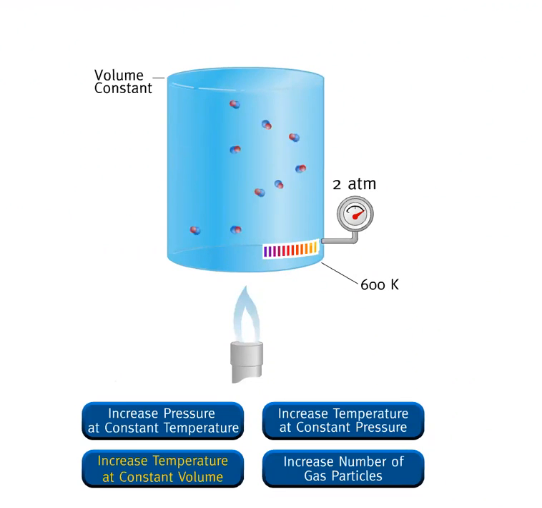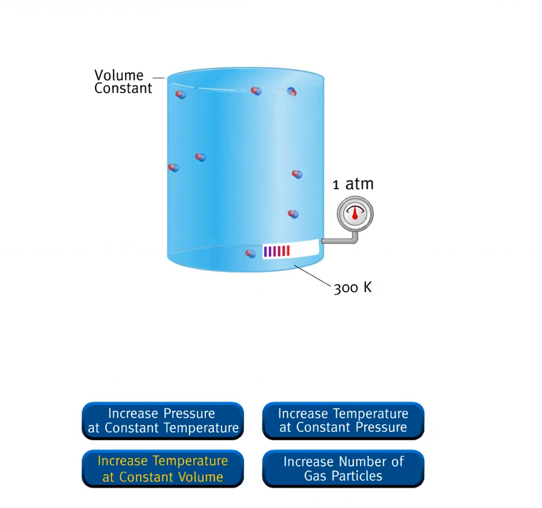Pressure for a fixed amount of gas at constant volume is directly proportional to the temperature. Note that as temperature is doubled at constant volume, the pressure exerted by the gas doubles. When the Bunsen burner is removed, the temperature of the gas decreases. The average velocity of the gas particles decreases, thereby the frequency and intensity of collisions of gas particles with the container walls decrease. Pressure for a fixed amount of gas at constant volume is directly proportional to the temperature.